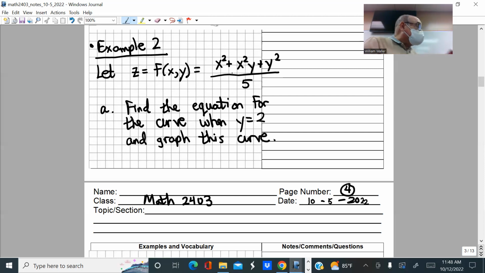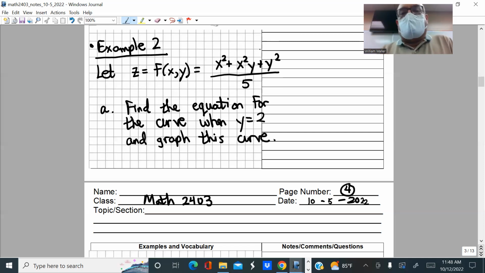So you have a function in two variables, and you can graph that. That will give you a surface. So that's the question: what does the curve look like, or what is the formula for the curve, if we fix y to be 2 in this equation?